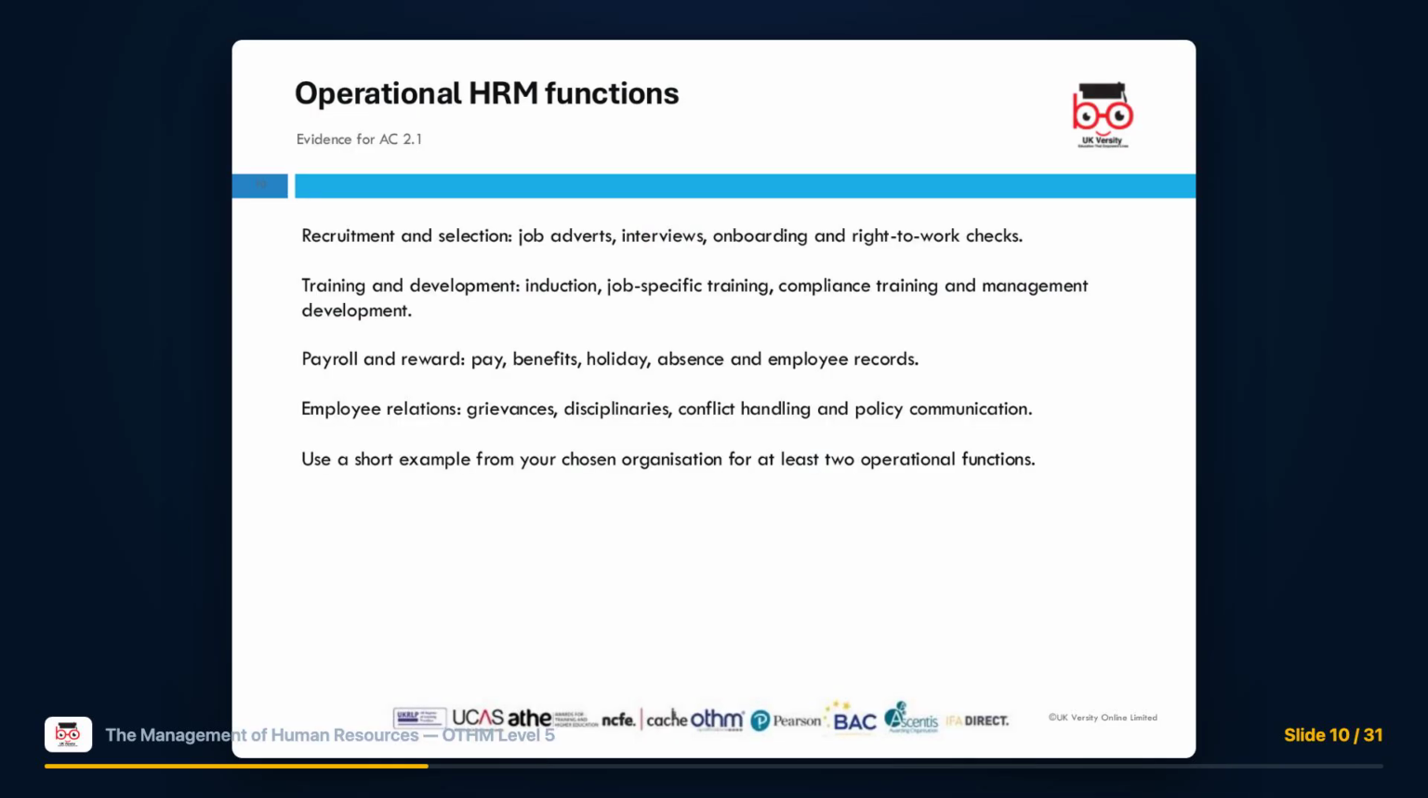For criterion 2.1, describe the operational HR functions. Recruitment and selection, including adverts, interviews, onboarding, and right-to-work checks. Training and development, from induction to management development. Payroll and reward, covering pay, benefits, holiday, and records. And employee relations, including grievances, disciplinaries, and policy communication. Use a short example from your organisation for at least 2 of these functions.